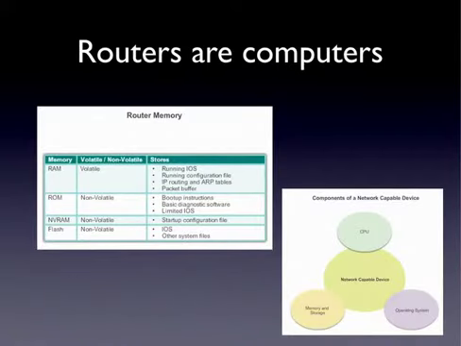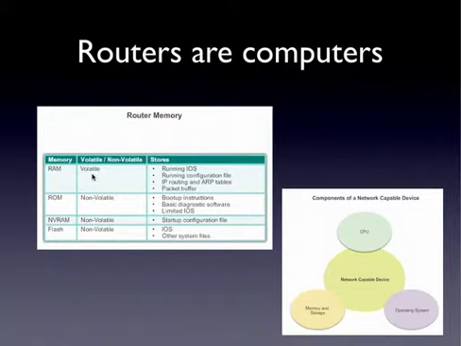Routers are computers, basically. They are also network-capable devices, so they have these components: the CPU, an operating system, and memory and storage. These are the different types of memory that a router can have. Different things are stored inside different types of memory. For example, RAM stores the running IOS, running configuration file, IP routing and ARP tables, and the packet buffer.